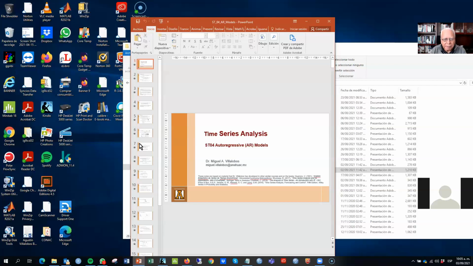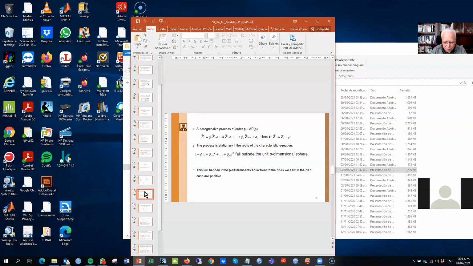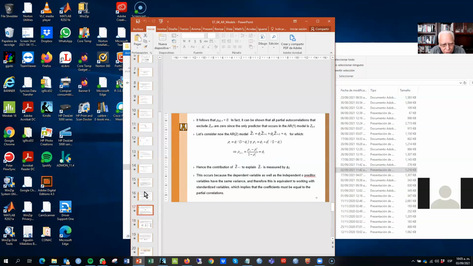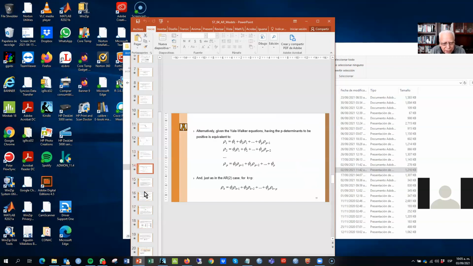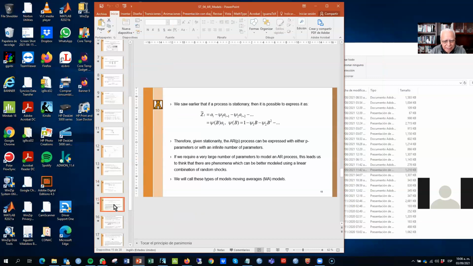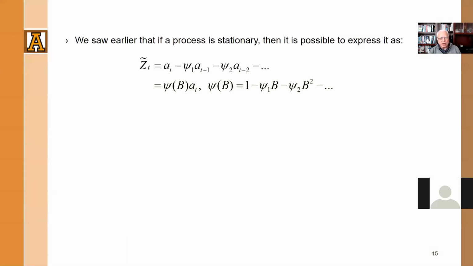Okay, this is the presentation we already saw. We talked about the autoregressive models, and the last thing we covered in the autoregressive presentation was the representation for an autoregressive process, which is stationary, as a linear combination of white noise at time t, t minus 1, t minus 2, etc.